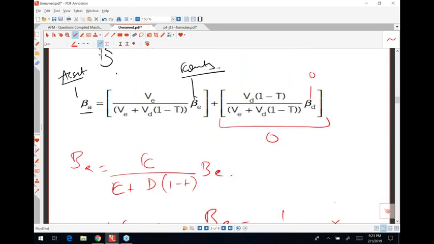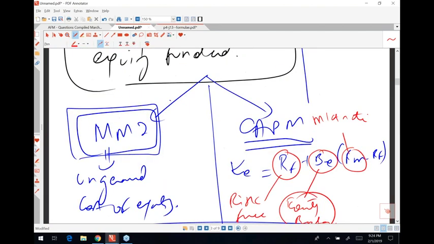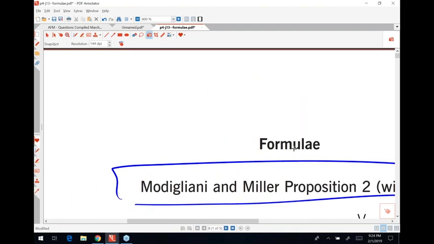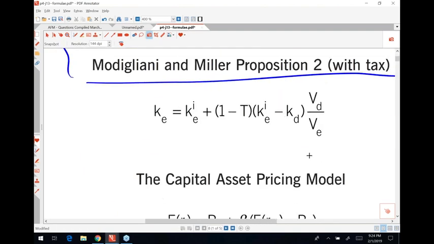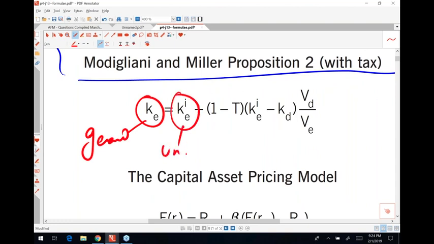The second approach is to use the formula of MM2. Now, what exactly is the formula of MM2? The formula of MM2 is like this. Here, this is the geared cost of equity, and this is the ungeared cost of equity. And the other thing is, this is the market value of debt and this is the market value of equity.